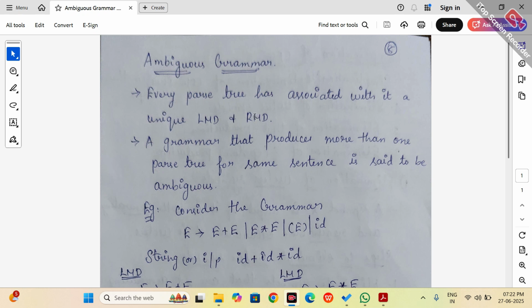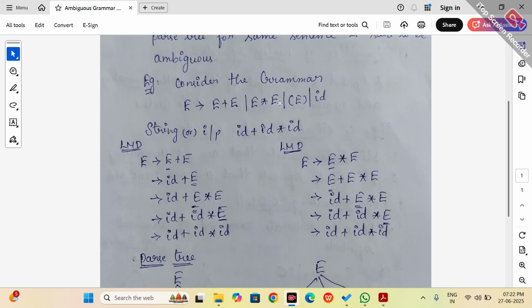Every parse tree has associated with it a unique leftmost derivation and rightmost derivation. But an ambiguous grammar produces more than one parse tree for the same sentence. For example, this is the given grammar. For E, there are four different productions: E tends to E plus E, E tends to E asterisk E, E tends to E within parentheses, and E tends to ID. These are the four different productions. And we have to derive the input ID plus ID asterisk ID.